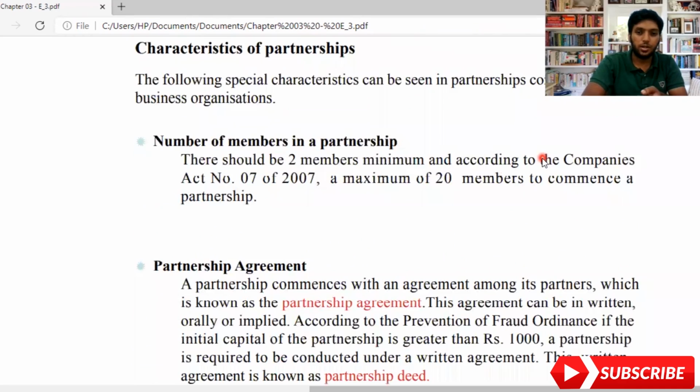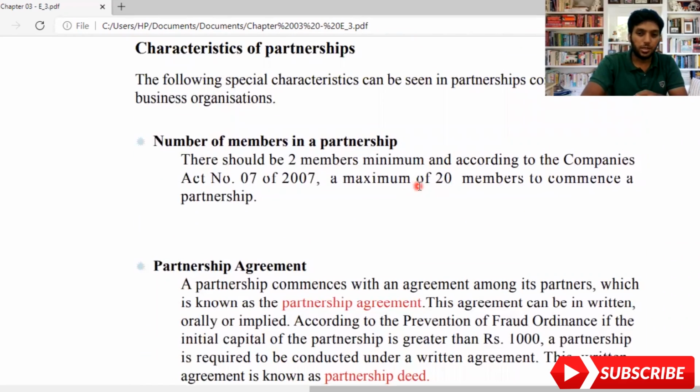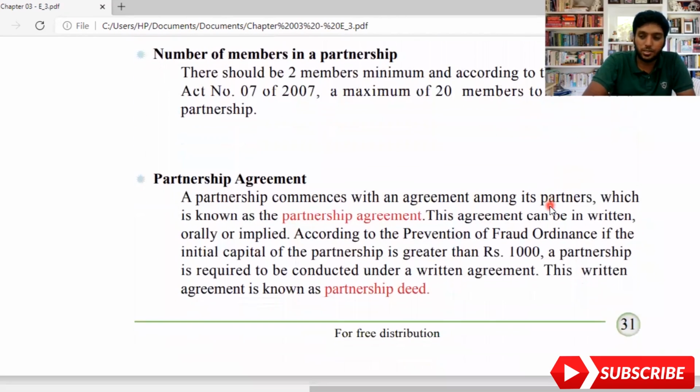Characteristics of partnership, number one: number of members in a partnership. There should be two minimum members and 20 maximum members to commence a partnership. According to what Act? Act number 7 of 2007 says there should be two minimum and 20 maximum. I want you to remember that clearly. So 2 members is the minimum and 20 members is the maximum according to Act number 7 of 2007.